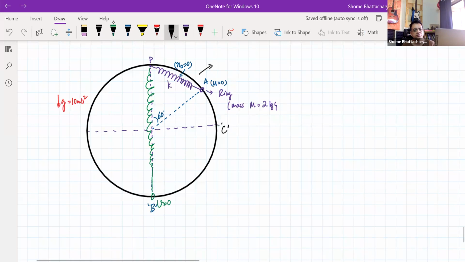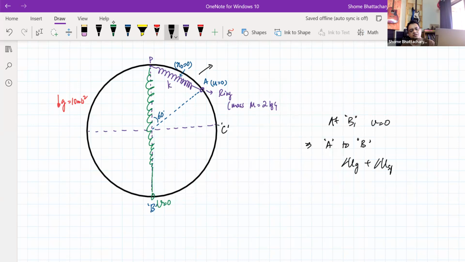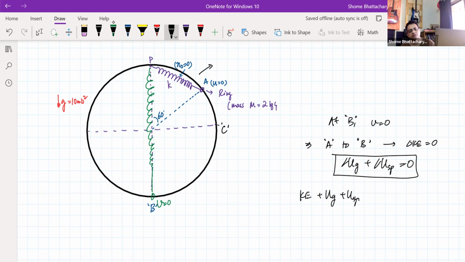So it's a very simple thing actually. At B, speed is 0. So therefore it implies that from A to B, the change in gravitational potential energy plus the change in potential energy of the spring should be 0, because this means that the change in kinetic energy is 0. So the combination of kinetic energy plus gravitational potential energy plus elastic potential energy of the spring is conserved. Why? Because work done by normal reaction is 0 and there is no non-conservative force here like friction.